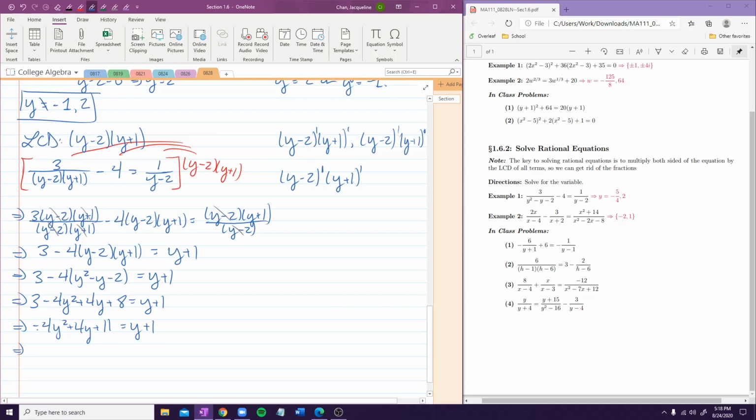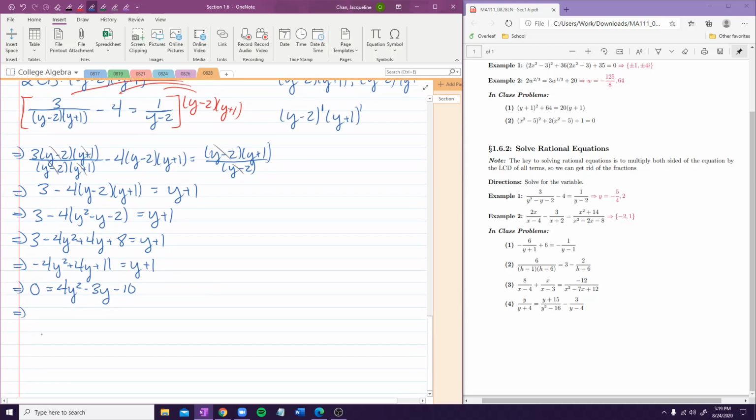I'm going to move all these terms on our left over to the right. The reason why is because my leading coefficient is negative and I want it to be positive. So when I add, I'm going to add 4y squared to both sides, so I'm left with positive 4y squared. I'm going to subtract 4y from both sides, and when that happens, I get negative 3y. And then I'm going to subtract 11 from both sides, and then I'll get negative 10. So now, we factor.